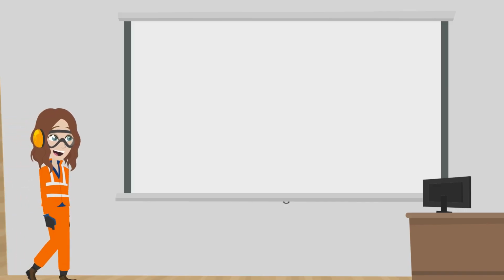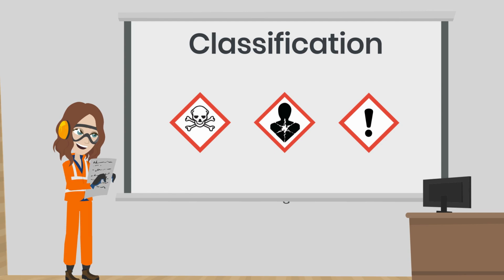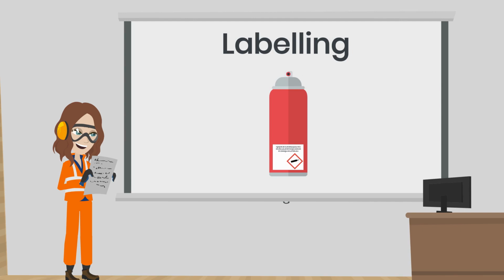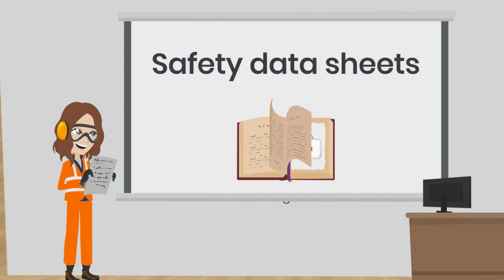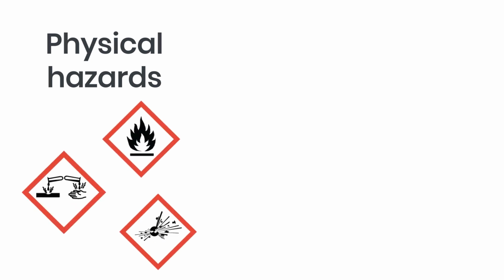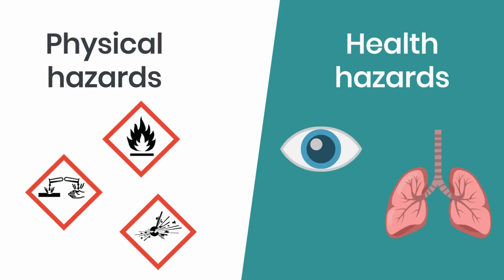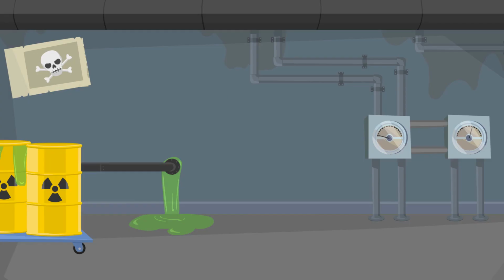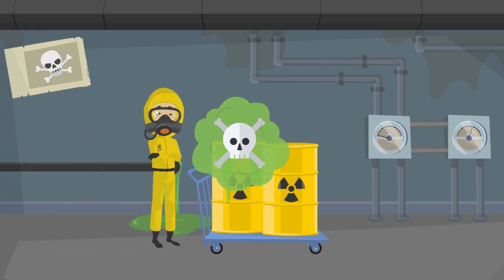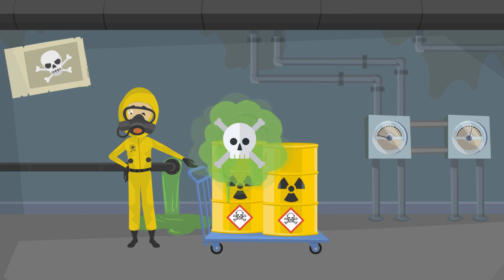The main elements of WHMIS are classification of hazardous products, labeling, and safety data sheets. Hazardous products are classified into two hazard groups. Physical hazards, classified according to the product's physical and chemical properties, such as flammable, reactive, or corrosive products. And health hazards, classified according to the product's ability to affect health, such as eye irritation, respiratory tract irritation, and carcinogenicity. Hazardous products may fall into one or more classes. They are also identified with pictograms by the supplier.